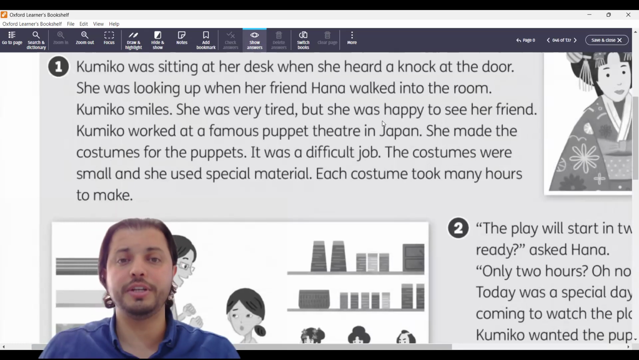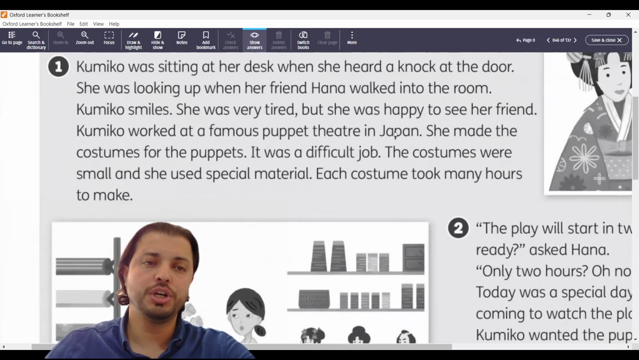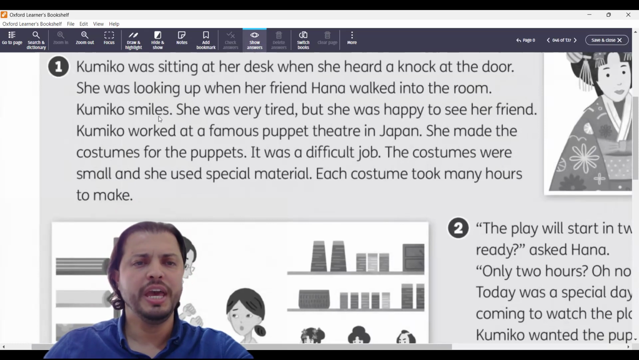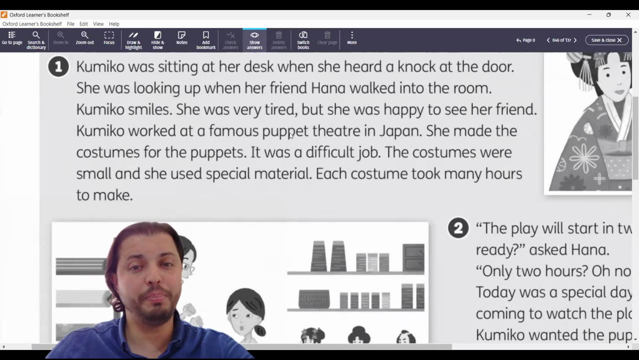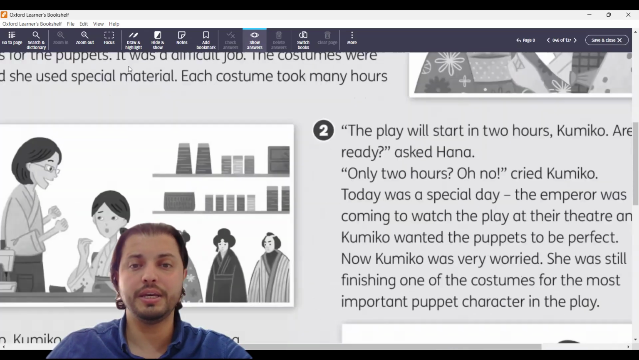Kumiko was sitting at her desk when she heard a knock at the door. She was looking up when her friend Hannah walked into the room. Kumiko smiled. She was very tired, but she was happy to see her friend. Kumiko worked at a famous puppet theater in Japan. She made the costumes for the puppets. It was a difficult job. The costumes were small and she used special material. Each costume took many hours to make.